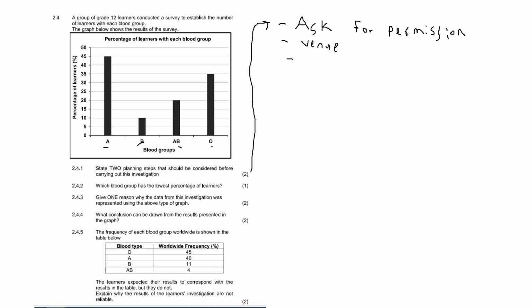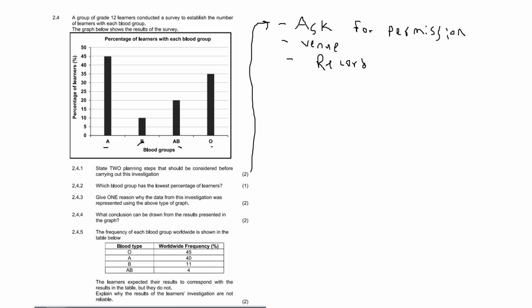So what else can they have? Remember, you must at least have a good record. Records must be kept, and it must be an accurate record of whatever they're taking. This must be feasible in any investigation, whether it's a physical science one, a math investigation, or a geography one: you must always ask for permission, have a venue, and keep all the records.